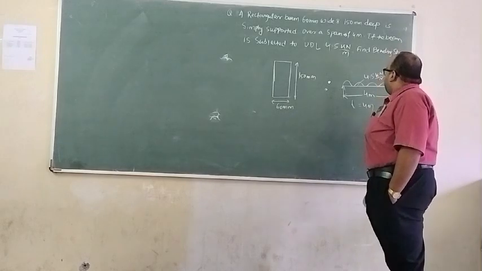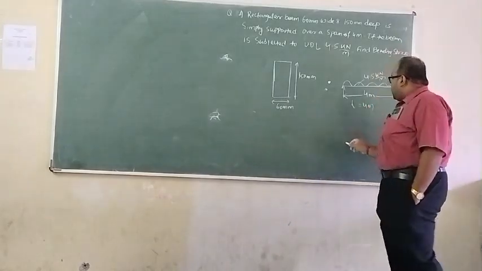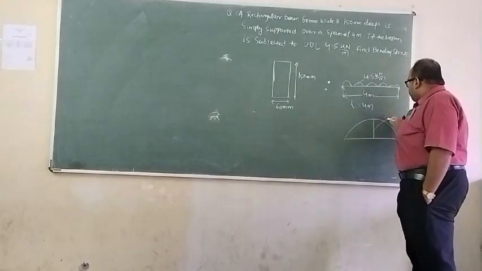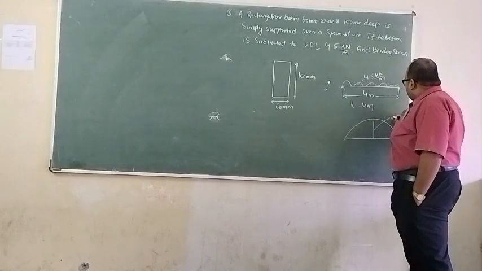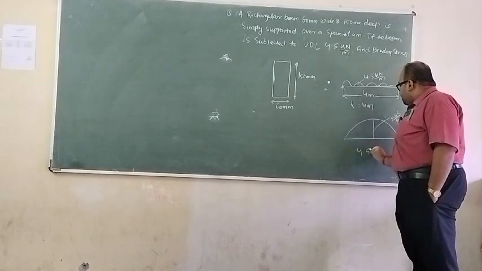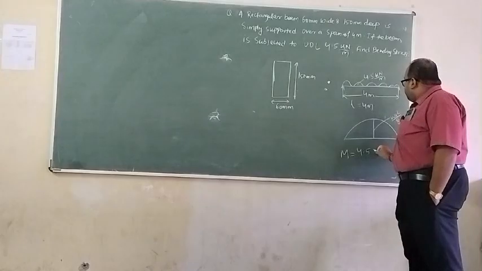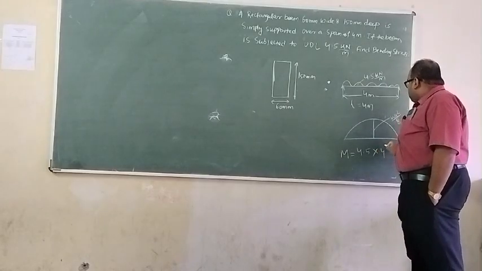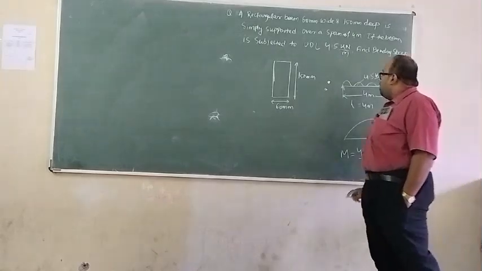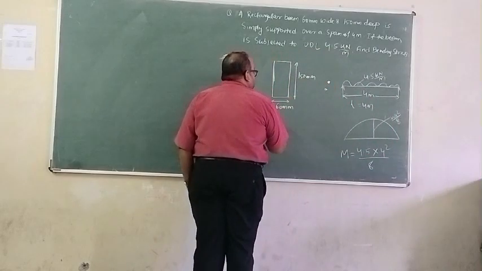So this is given as W kilonewton per meter, and I can draw the bending moment diagram for this like this. The highest value of bending moment will be WL squared divided by 8, which equals 4.5 multiplied by 4 squared divided by 8. And this is the bending moment.